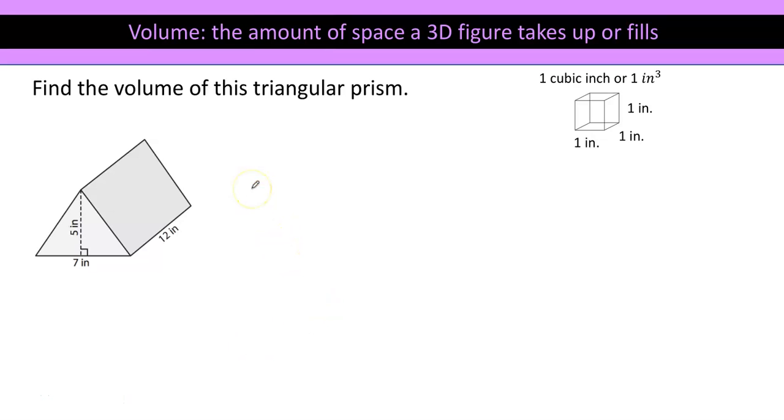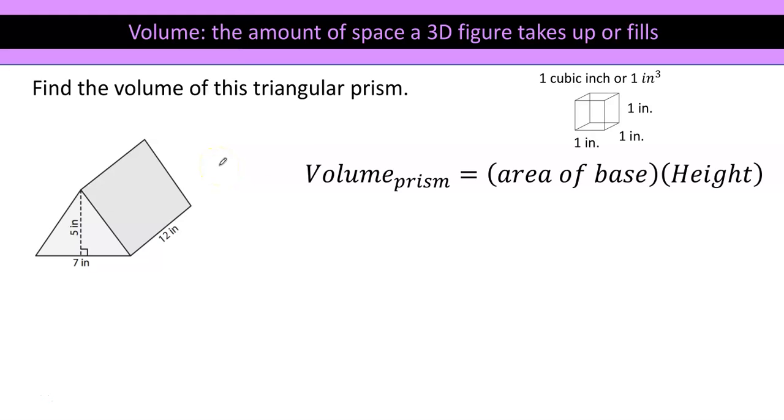In this video, we're going to be finding the volume of this triangular prism. Let's start by recording the formula for the volume of a prism. Area of the base multiplied by the height will give us the volume. Remember, volume is the amount of space a 3D figure takes up or fills.